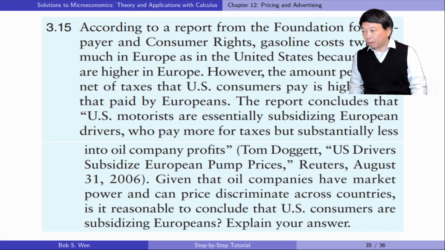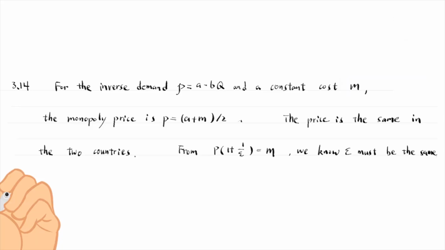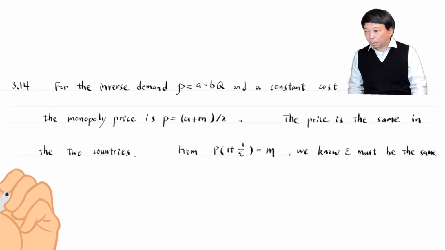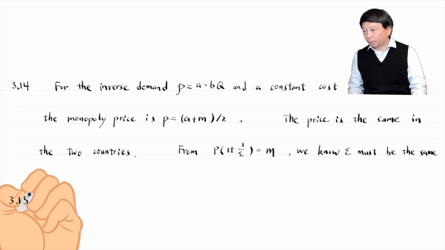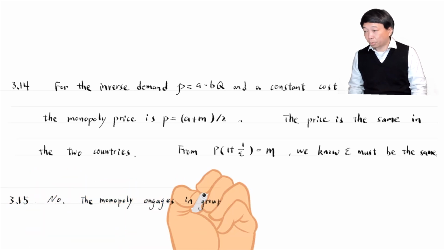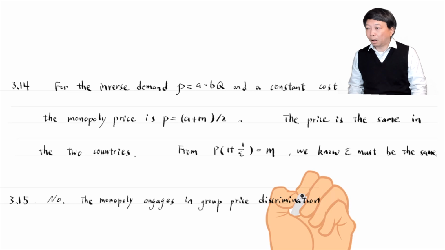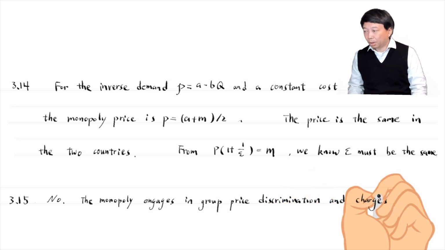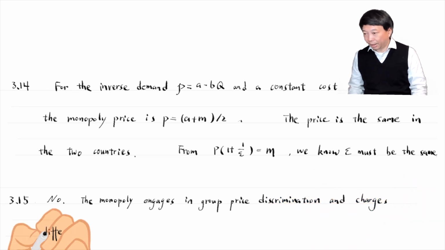Given that oil companies have market power and can price discriminate across countries, is it reasonable to conclude that U.S. consumers are subsidizing Europeans? Explain your answer. A simple answer is no, because the monopoly engages in group price discrimination and charges different optimal prices to maximize its profit in each market.